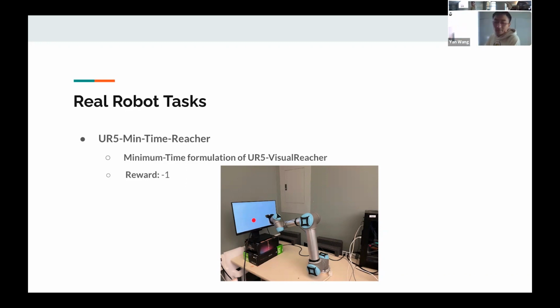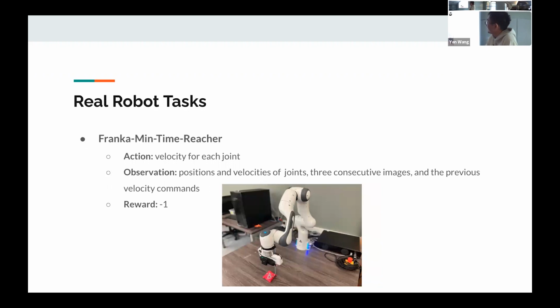If the current episode does not terminate within the time limit, the reset function will move the arm to a random position and keep the target location unchanged. Okay, so due to the time limit, I'm going to skip those slides. The ideas are the same: move the arm to the target as soon as possible.